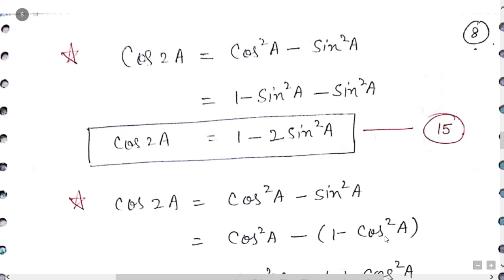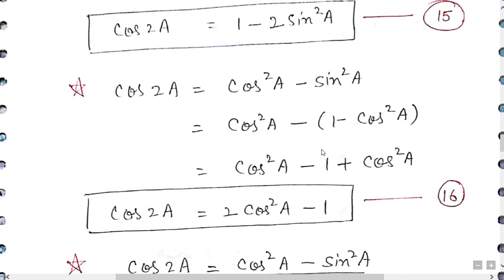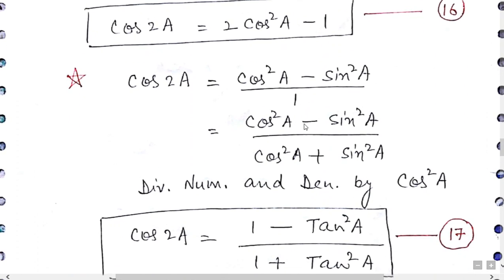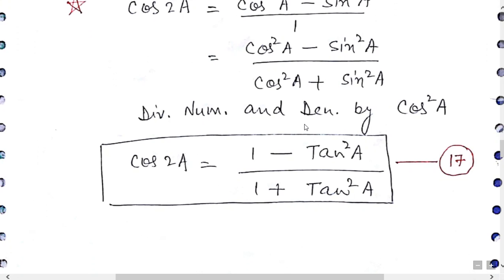Now, what are the various formulae for cos 2A? If I write 1 minus sin square A in place of cos square A, the formula is 1 minus 2 sin square A. And similarly, if I insert 1 minus cos square A in place of sin square A, the formula is 2 cos square A minus 1. If I divide by 1, then the formula will be 1 minus tan square A over 1 plus tan square A.